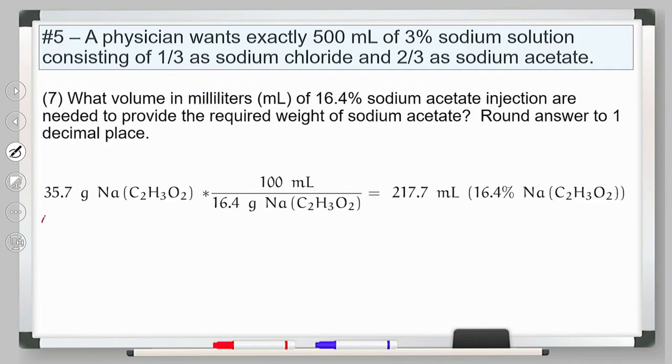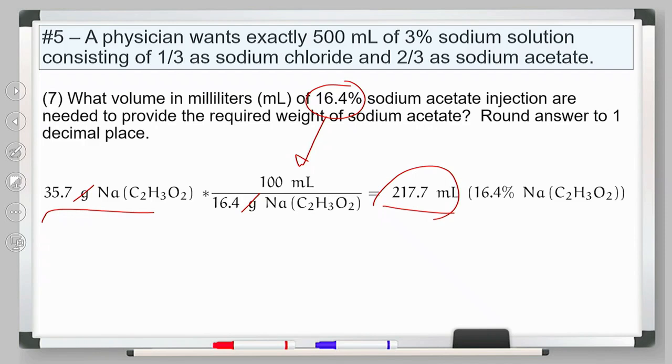So let's start with that and say, okay, if I'm getting it from a 16.4% solution, then again, I'm going to multiply by 100 and divide by 16.4 so that grams cancel. And I see that I need 217.7 milliliters. This is the volume that provides the weight of sodium acetate that provides the weight of sodium that I need.